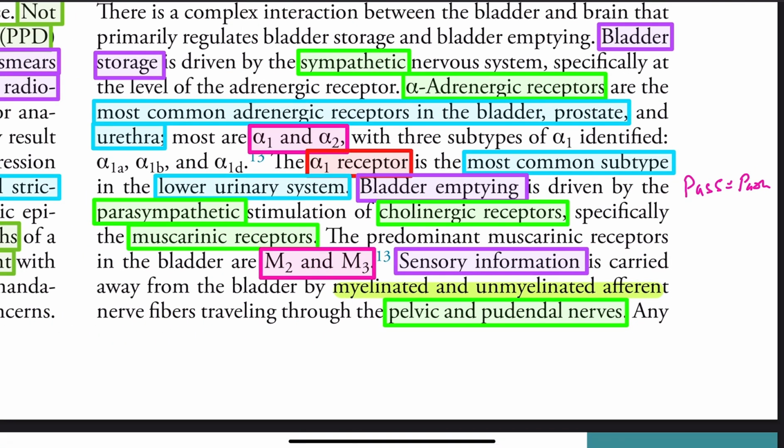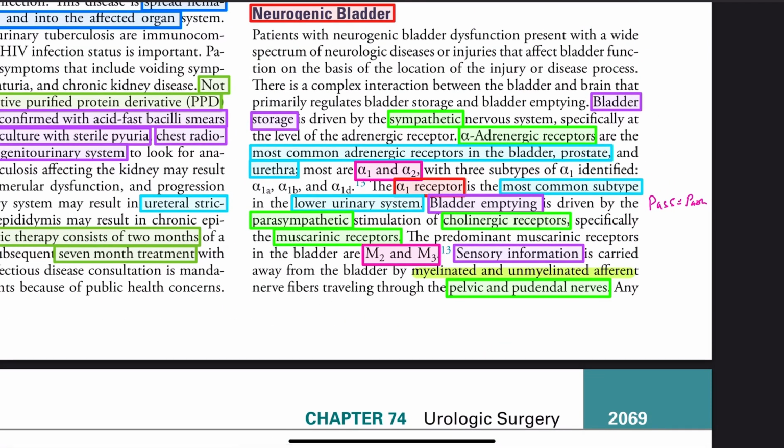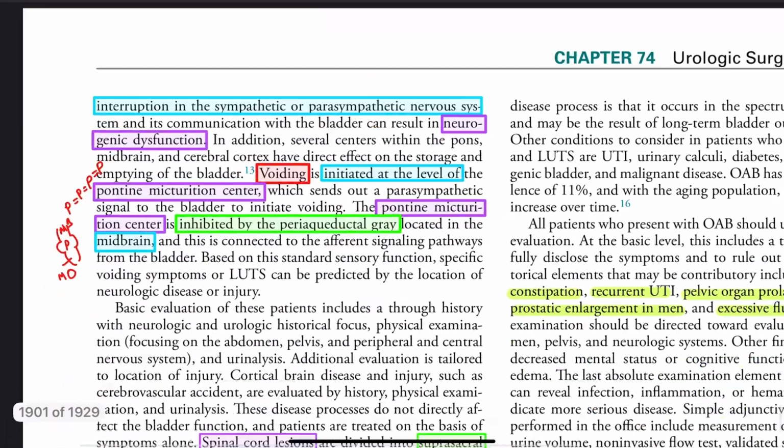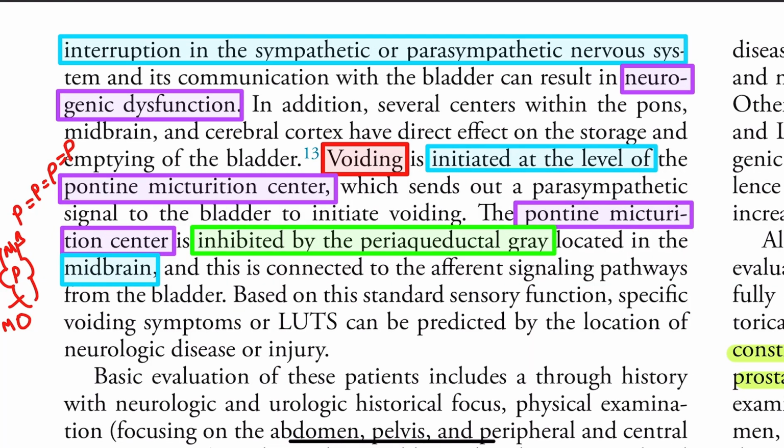Sensory information is carried through myelinated and unmyelinated afferent nerve fibers, through the pelvic and pudendal nerves. Remember, it's a P: pudendal, pelvic. Not parasympathetic, sorry. Interruption in the sympathetic and parasympathetic nervous system leads to neurogenic bladder dysfunction.